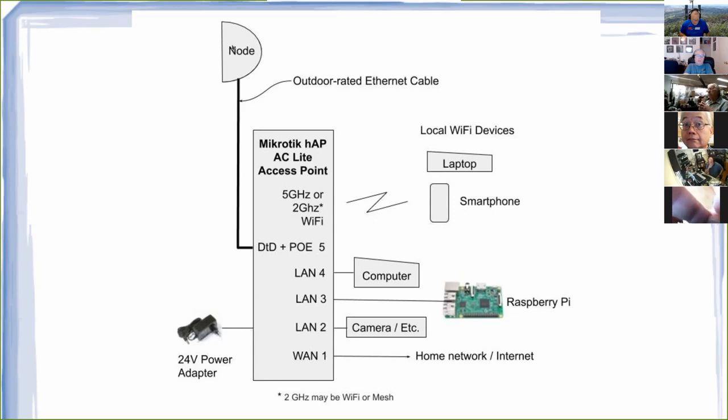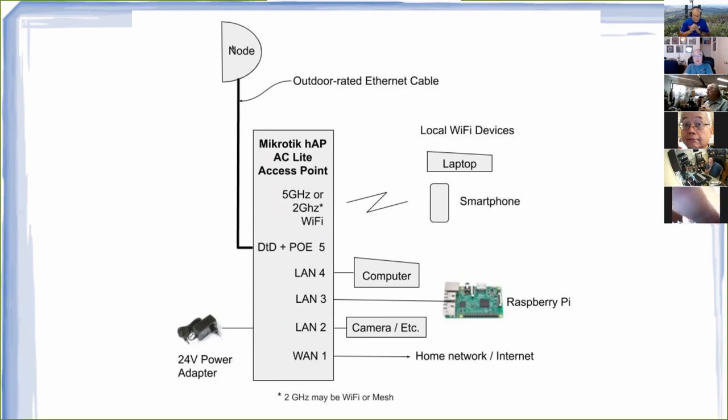Because the Mikrotik becomes a node, it'll show up on the network. By plugging a cable into your home network router on WAN 1, port 1, everything plugged into ports 2, 3, and 4 there has access not only to your home network and out to the internet, but also out to the mesh network through port 5. So this is very, very versatile.